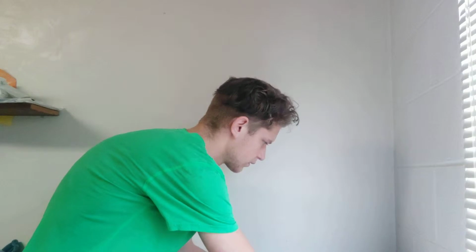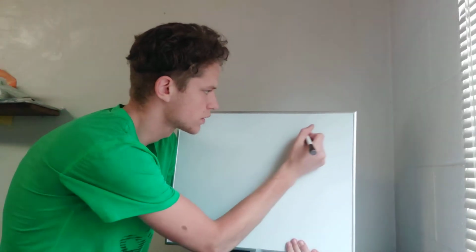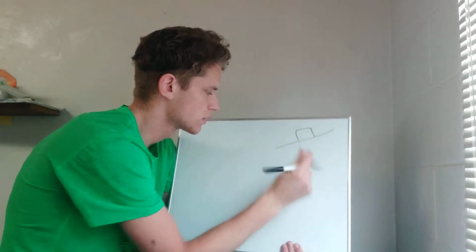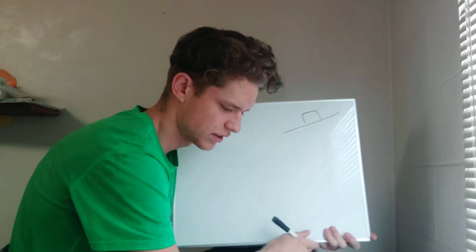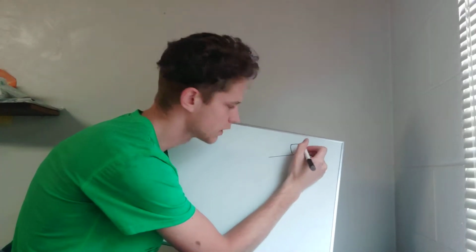So problem number 36. Here we go. In this one, it says that you have a box of textbooks weighing 25 kilograms. So box of textbooks. Sorry, this is really hard to write on. So it's 25 kilograms.